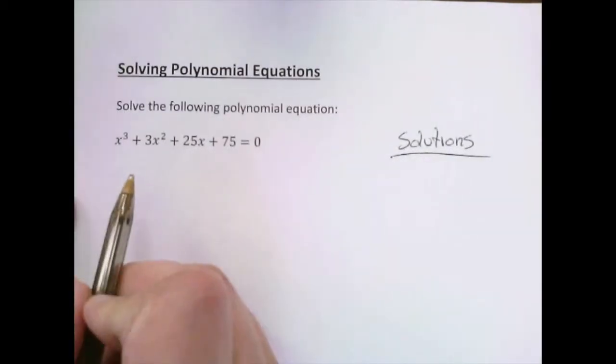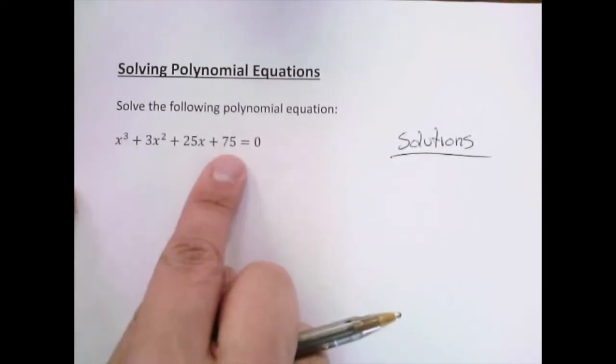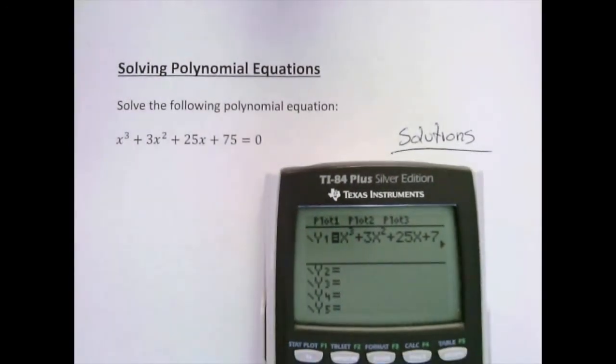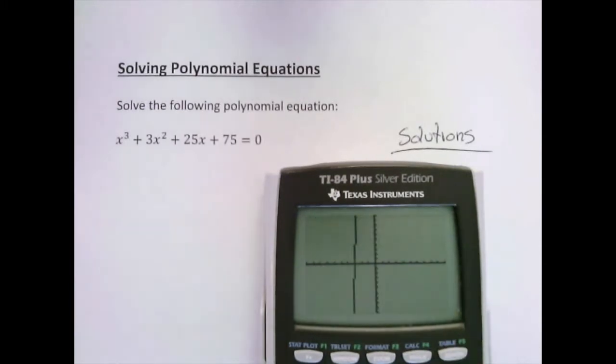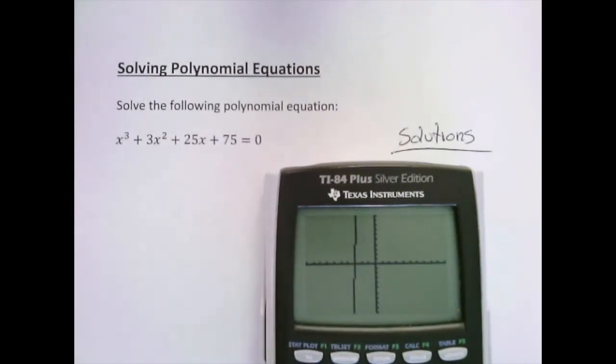The easiest way to start this problem off, since it's equal to 0, is to take this equation and plug it into y equals and then graph it on a calculator. I already have it plugged in, and I hit graph. There we go. A quick and easy way you could solve pretty much any equation that's equal to 0 is to just look for x-intercepts. X-intercepts is the same as zeros, which is the same as solutions here.